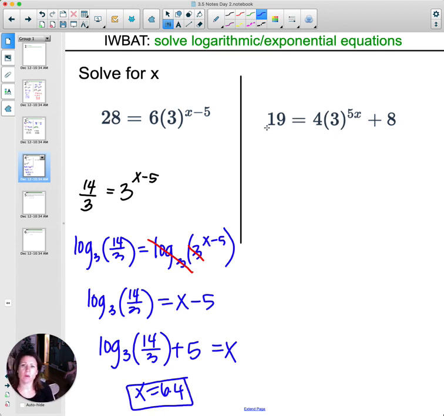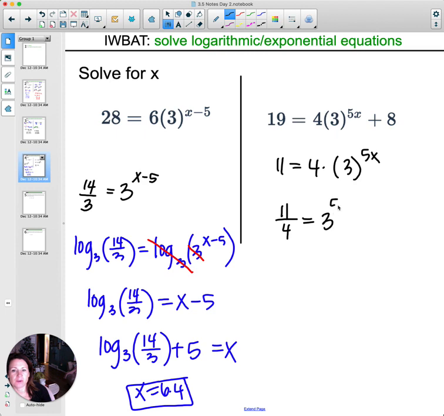Next one, so we'll divide by 4 right away. So we'll have 19, or sorry, that is wrong. Don't divide. There's a plus 8 there. Sorry, I missed that. Okay, so there's a plus 8, so we'll subtract 8 from both sides first. So we get 11 equals 4 times 3 to the 5x. Then we'll divide by 4. So 11 divided by 4 equals 3 to the 5x.